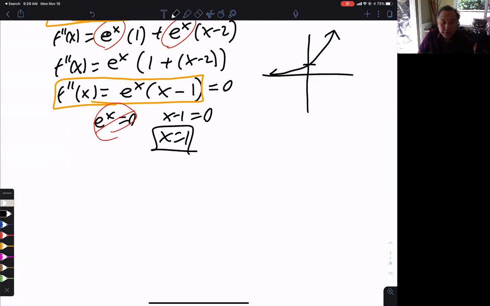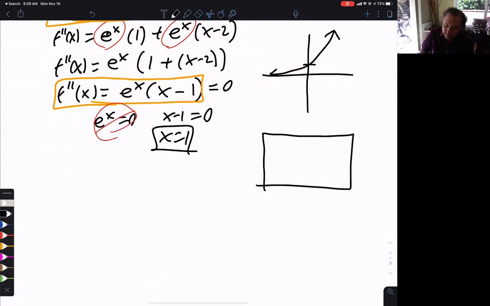So what have we learned? There's only one possible place where concavity can change. And how do we find out? We make a number line data table. This is 1, this is x, this is f double prime. Why double prime? Because we're looking at concavity. So obviously we look at double prime. Pick a number to the left, pick a number to the right.